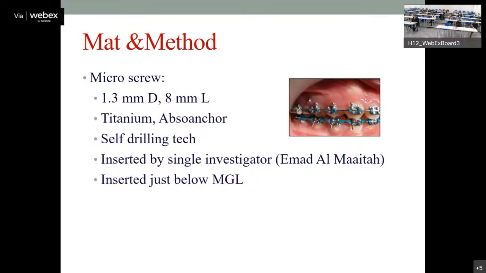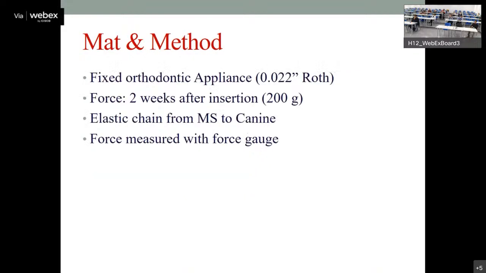The screws we used were 1.3 millimeter in diameter and 8 millimeter in length. They were titanium from the APSO-Anchor system, and of course self-drilling technique. They were inserted by one operator, which was myself, just below the mucogingival line. All patients had the same standardized fixed orthodontic appliance, 0.22-inch slot size, Roth prescription.